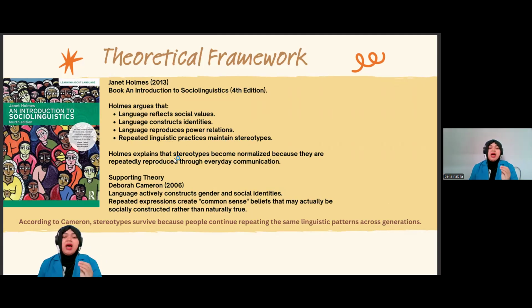Holmes explained that stereotypes become normalized because they are rapidly reproduced through everyday communication. As a supporting theory, Deborah Cameron argues again that language actively constructs gender and social identities. Repeated exposure creates common sense beliefs that may actually be socially constructed rather than naturally true. According to Cameron, stereotypes survive because people continue repeating the same linguistic patterns across generations.